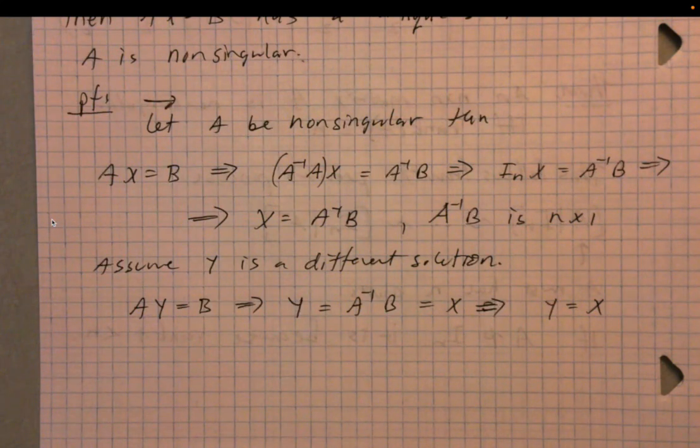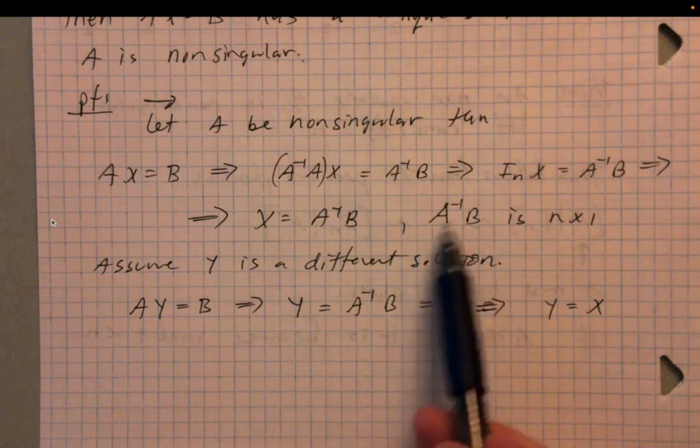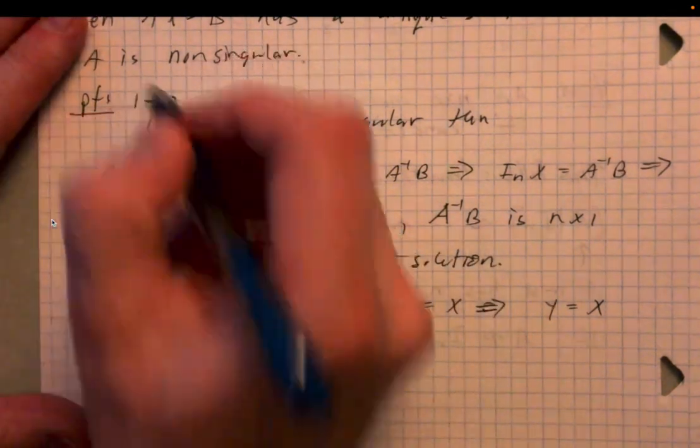All right, so that shows item 1. If A is non-singular, then the system has a unique solution, and it has the form A inverse b. What about item 2?